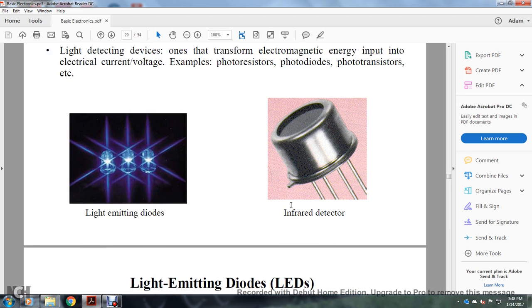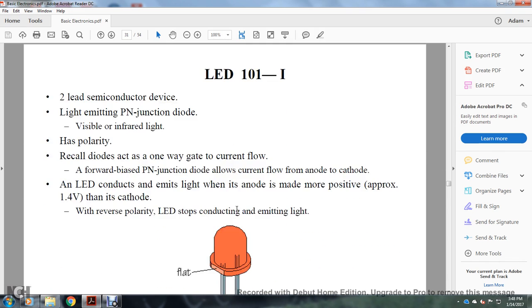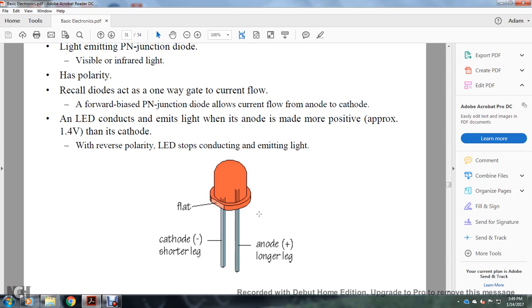You have light-emitting diodes, infrared detectors, LEDs, LED 101. The LED is a two-terminal semiconductor device, a light-emitting PN junction diode, visible or infrared, which has polarity like diodes and acts as a gate to the current flow. A forward-biased PN junction diode allows current to flow from the anode to the cathode, and an LED emits light when the anode is more positive, approximately 1.4 volts, than its cathode. A reverse-biased LED stops conducting and emitting light.